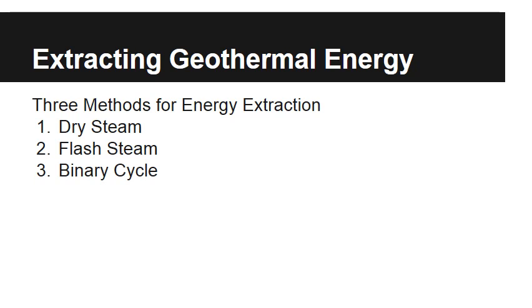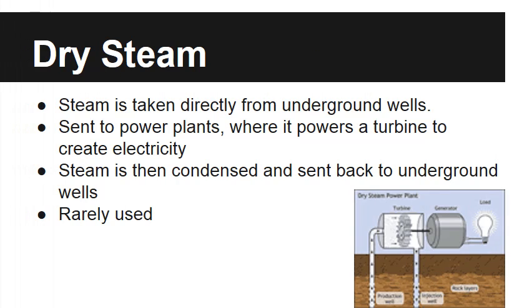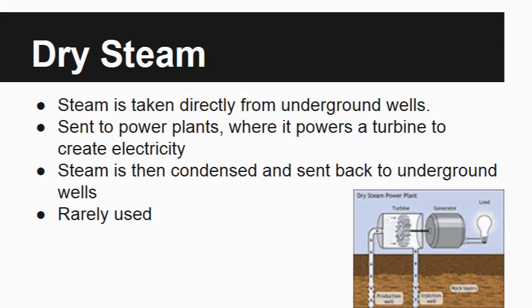Okay, so there are three methods for energy extraction: dry steam, flash steam, and binary cycle. In dry steam, steam is taken directly from underground wells. This steam is sent to power plants, where they power turbines. Steam is then condensed and sent back to underground wells. This system is rarely used because it requires very hot rocks.